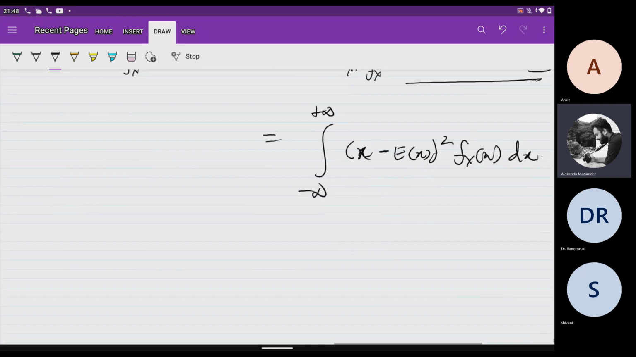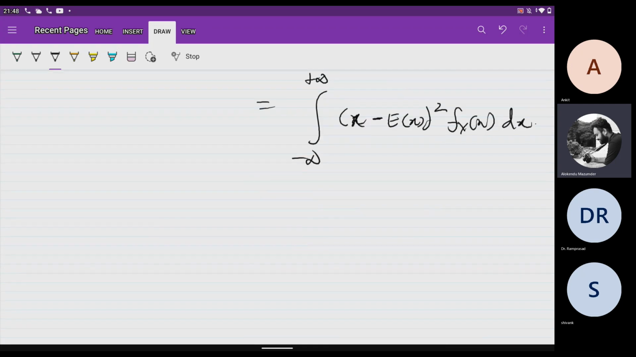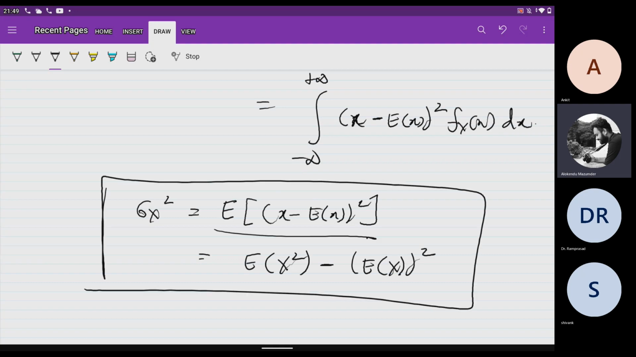Now, before opening this, let me just write down a quick thing we won't derive. The variance of a random variable can be defined as the expectation of (x minus E of x) whole square, which can further be written as E of x square minus (expectation of x) whole square. So this is the formula for variance. You can either compute it like this, or you can directly do this.